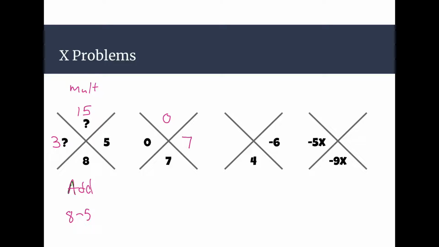All right, here we go. So what number minus 6 equals 4? That would be a positive 10. 10 minus 6 equals 4, right? And then 10 times negative 6, negative 60. All right, and this last one, negative 5x plus what equals negative 9x?